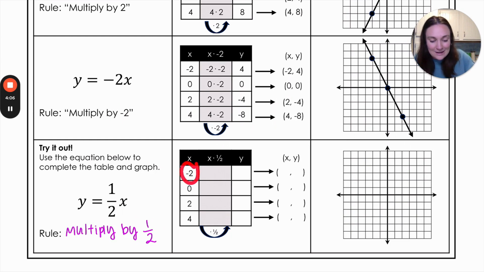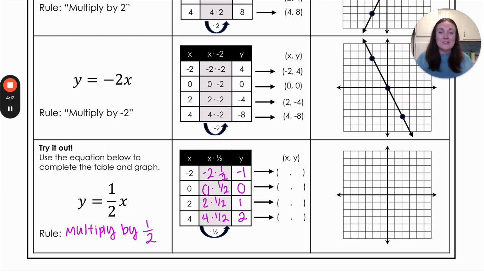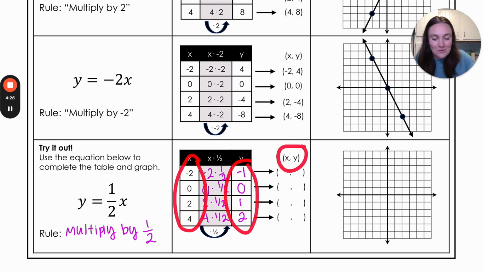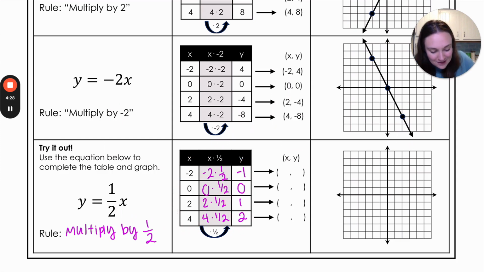So if I take -2 times 1/2, well, half of -2 is just -1. If I take 0 times 1/2, 0 times anything is just 0. And then I continue to fill in that chart. 2 times 1/2 is 1. Half of 4 is going to give us 2. Now I can take these x values and y values and turn them into our new ordered pairs. The first one would be -2, -1. Again, we have 0, 0, 2, 1, and then 4, 2.